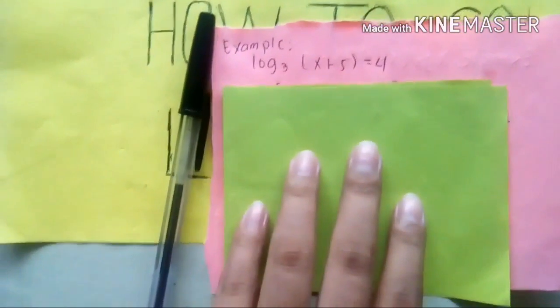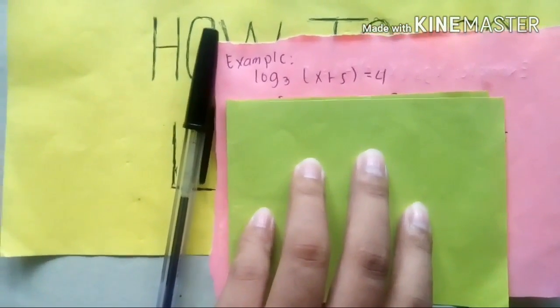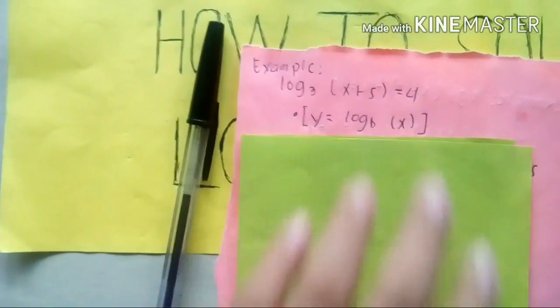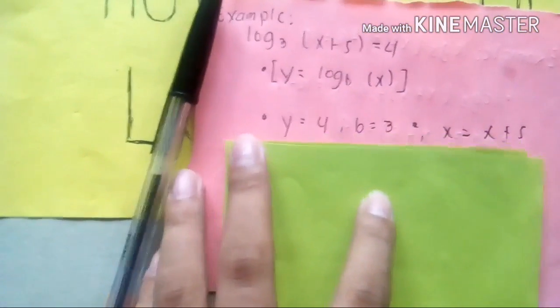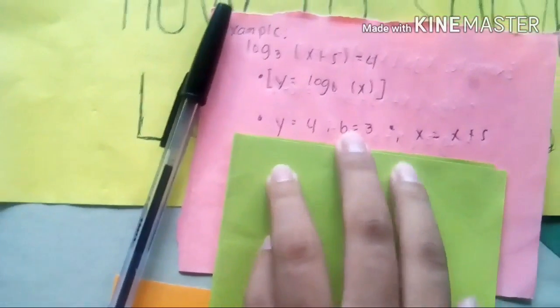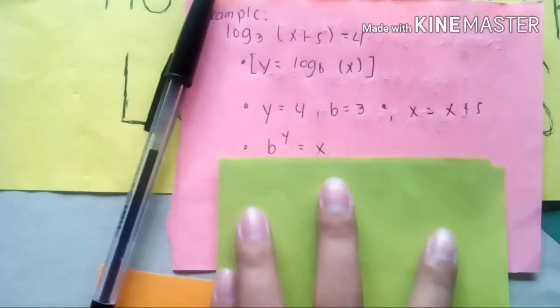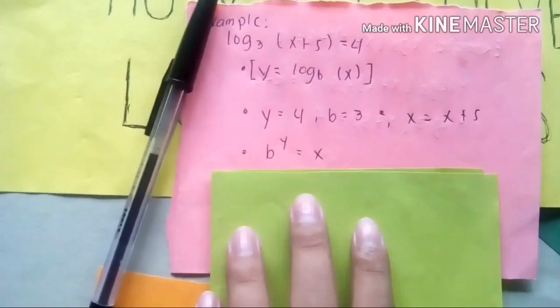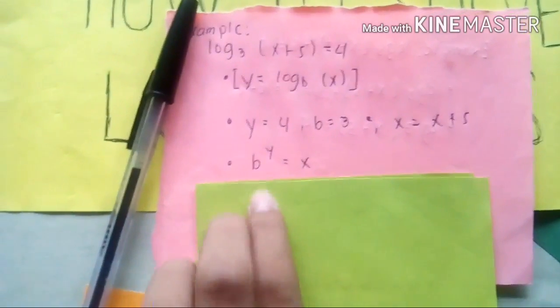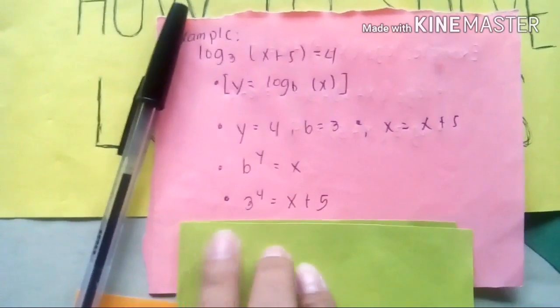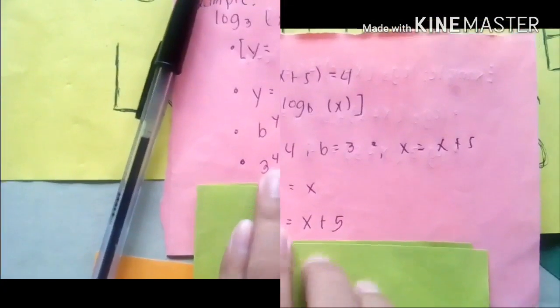Rewrite the equation in exponential form. Comparing this equation to the definition, y equals log b x, you can conclude that y equals 4, the b or the base is equal to 3, and x is x plus 5. Rewrite the equation so that b raised to y equals x, and that will be 3 raised to 4 equals x plus 5.